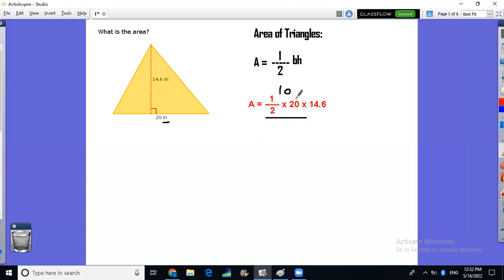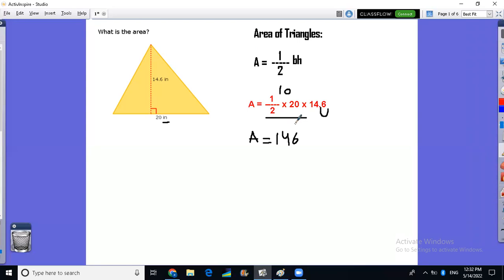10 times 14.6. Oh, Mister, we took this lesson. We just moved the decimal point 1 digit to the right. It's going to become at the end 146. So A equals 146 inches squared. So here we know the rule and we understand how to do it, Mister.